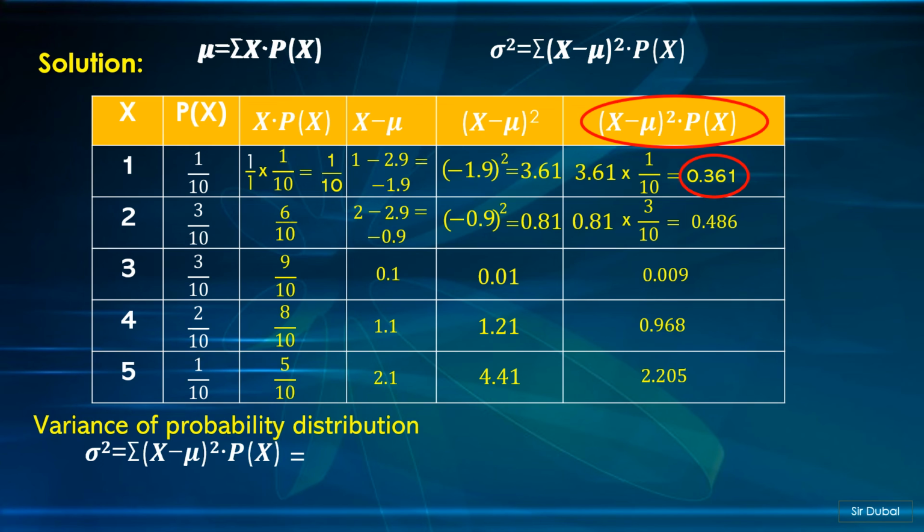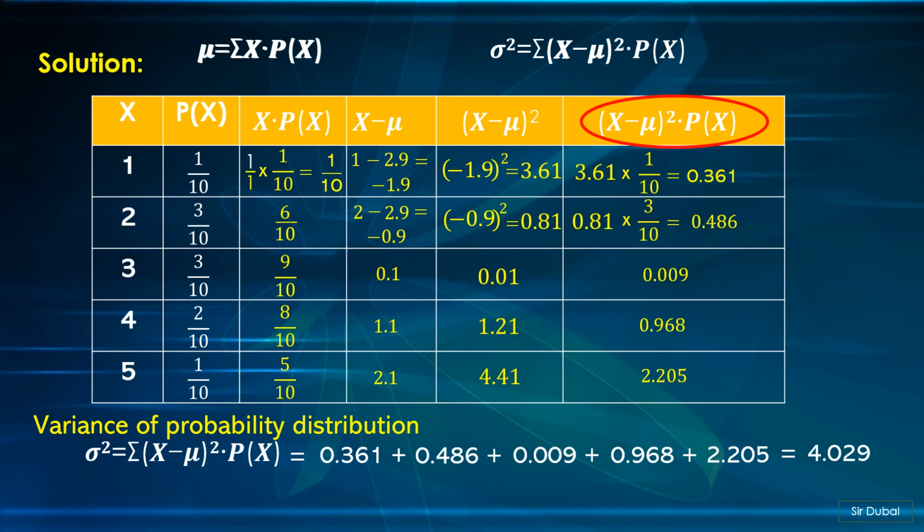So let's start. We have 0.361 plus 0.486 plus 0.009 plus 0.968 plus 2.205. If we solve all these numbers, we get 4.029.